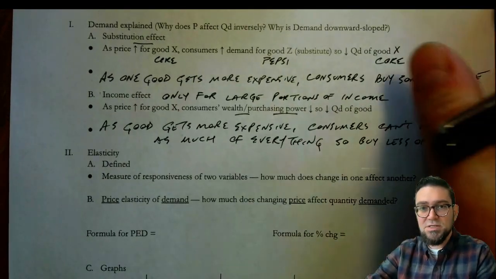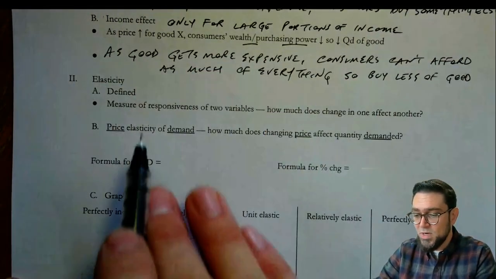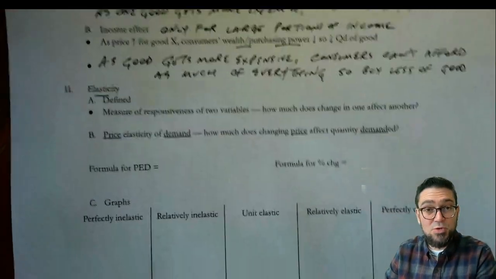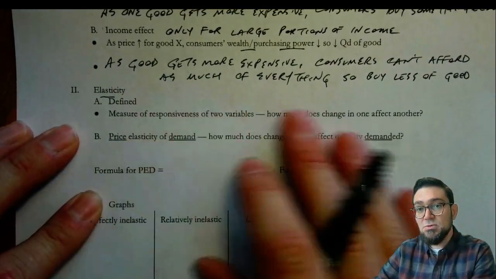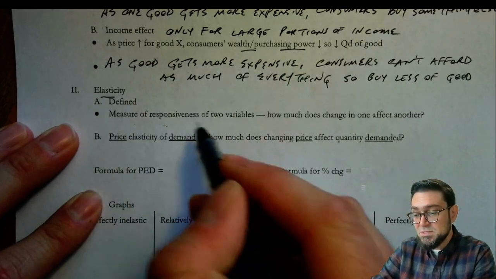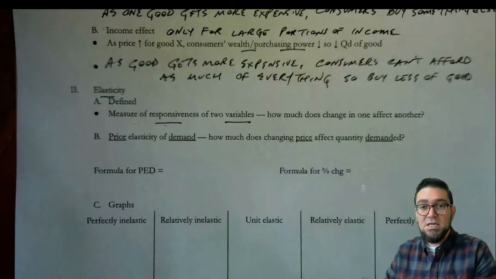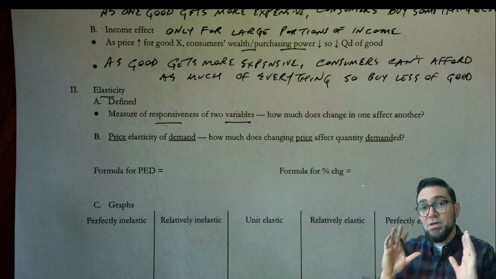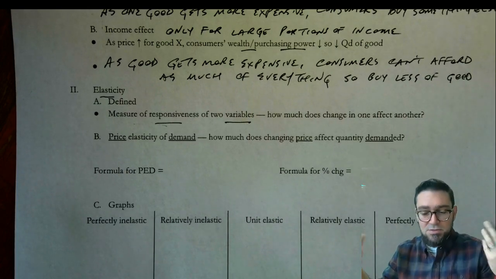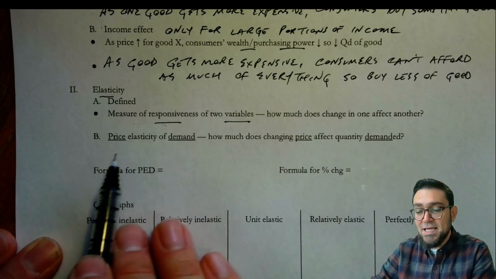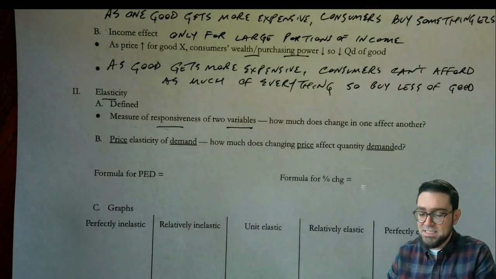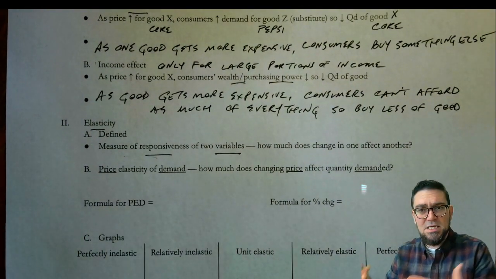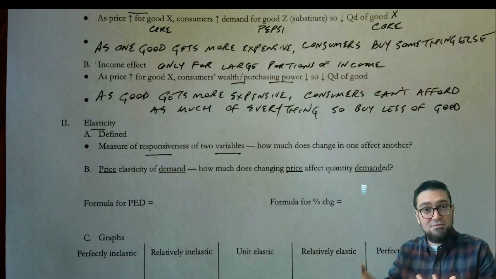Now, the second section in this lecture is not about why demand is downward sloping. This is really about a concept known as elasticity that we're going to explore in the next couple of lessons. Elasticity, generally speaking, is the measure of responsiveness of two variables. So it's saying how much does this variable respond to a change in this variable. The two variables, the one and the other that's responding to it, are really in the names of the types of elasticities. And what these different measures are going to tell us is how much changing one thing affects another thing.